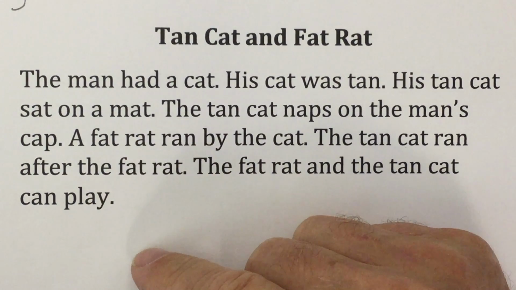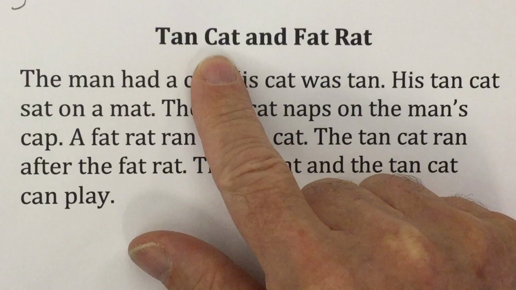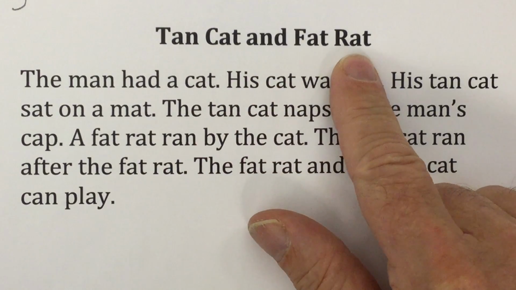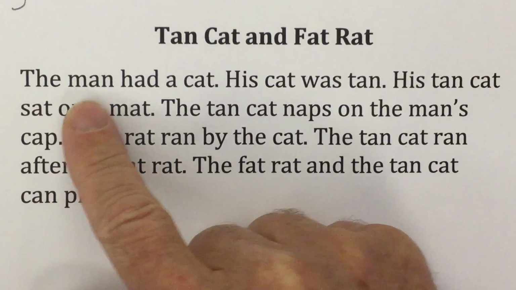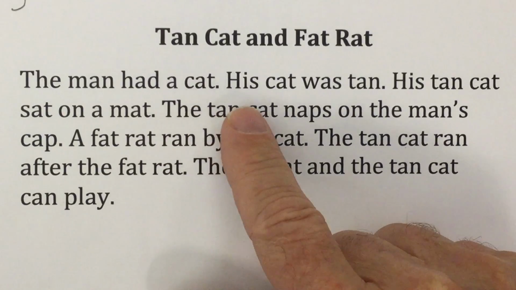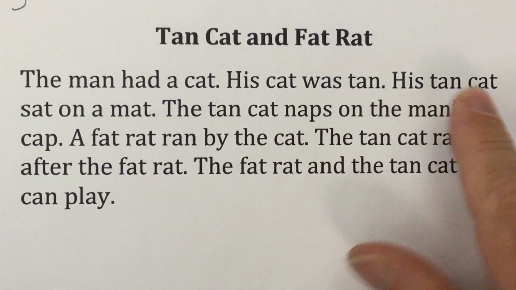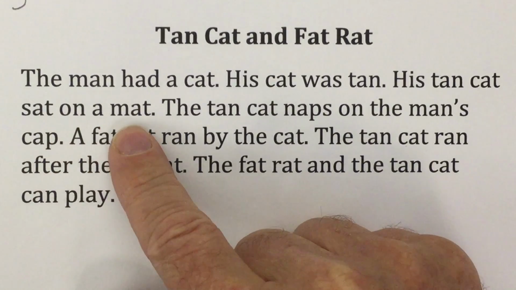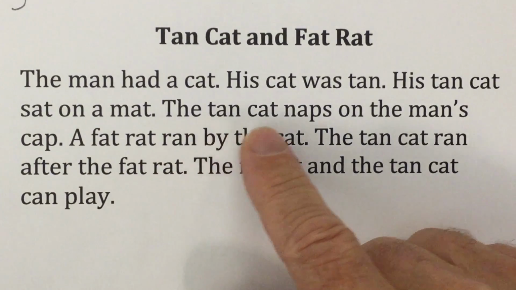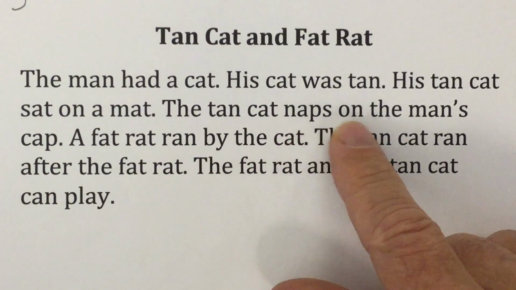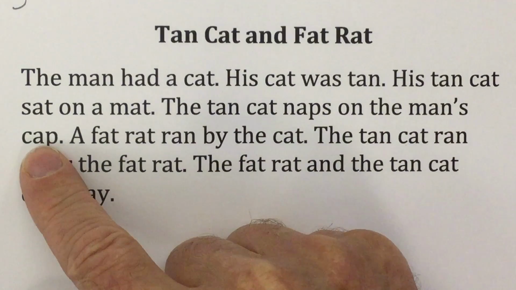Watch where I point to as I read. Tan cat and fat rat. The man had a cat. His cat was tan. His tan cat sat on a mat. The tan cat naps on the man's cap.